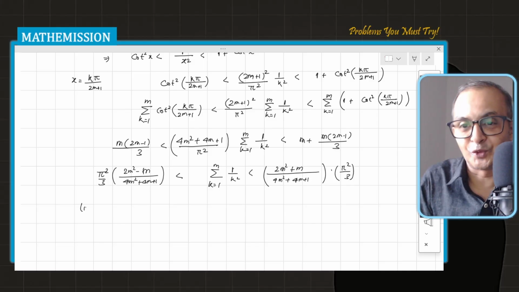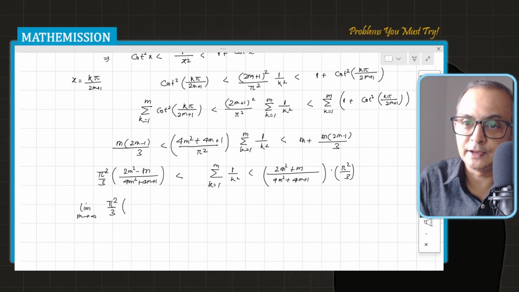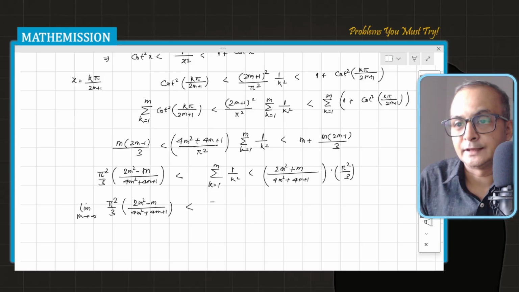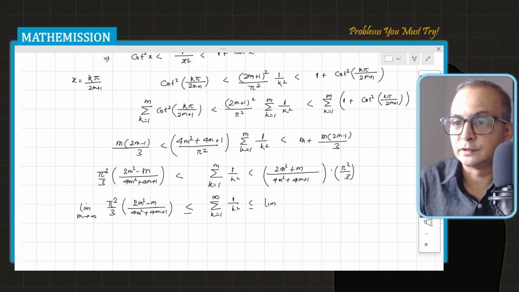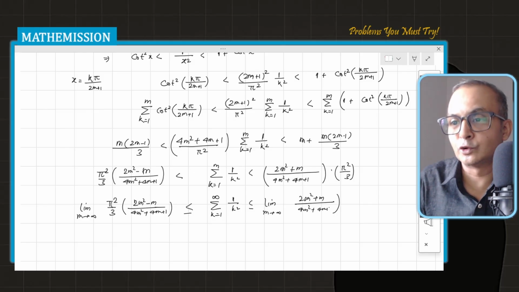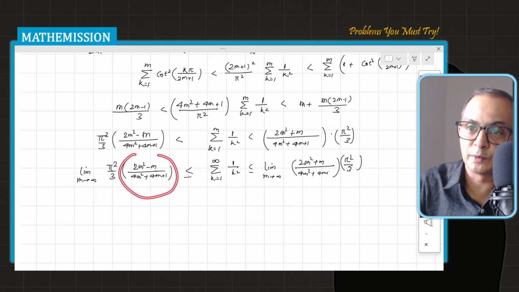Now we do the same thing that I told, limit m tends to infinity. This guy, pi square by 3 and 2m square minus m by 4m square plus 4m plus 1. And when you take infinity, automatically k goes from 1 to infinity, 1 by k square. And by the way, when you take the limit, we apply the inequality sign also, m tends to infinity. And we have 2m square plus m by 4m square plus 4m plus 1. You already know the answer we already achieved. So we know that this limit, particularly when m tends to infinity, is going to be 1/2.